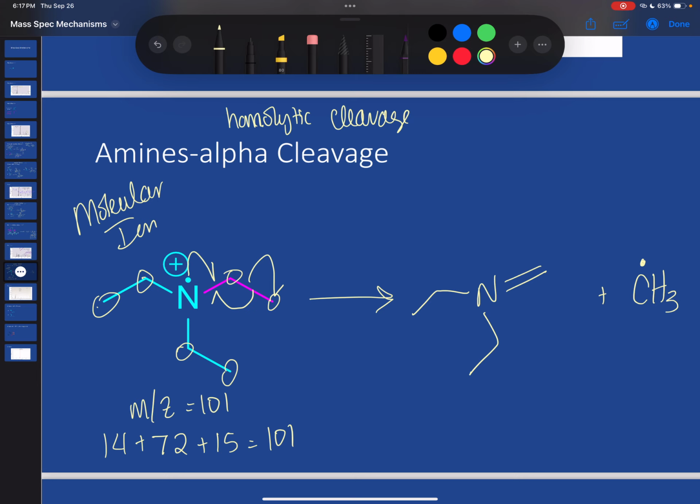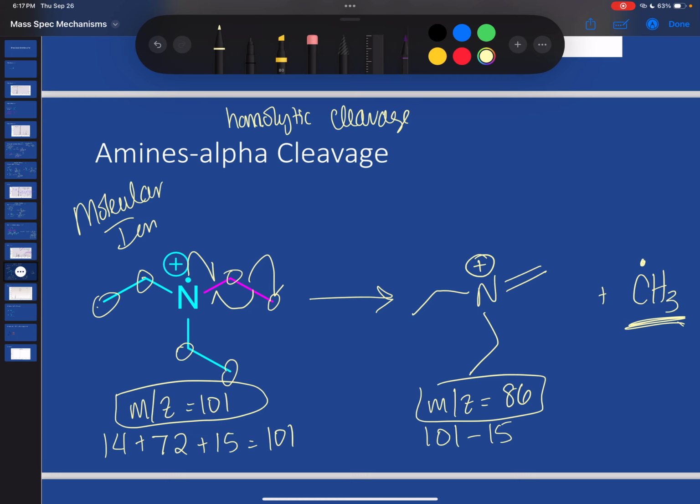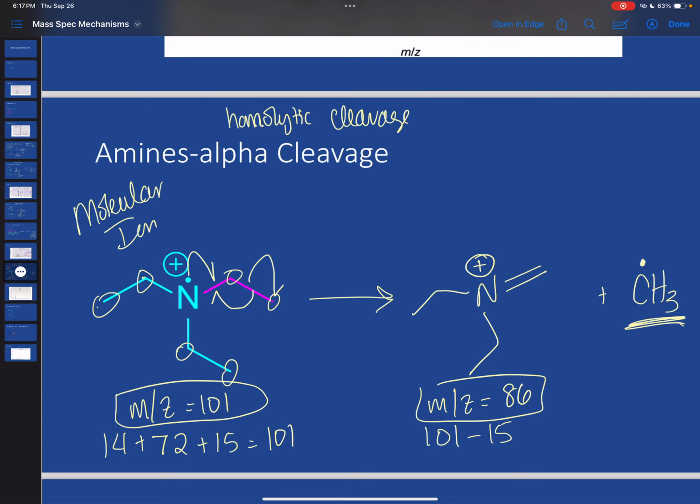Now, that nitrogen here better have a positive charge because I have 4 lines going to nitrogen. Therefore, that will be the fragment my mass spec sees. So since I lost a methyl group, I know what the mass of methyl is. So I can just say 101 minus 15 here. So I would expect this fragment to have a mass to charge ratio of 86. So these would be the 2 peaks that I would look for in this amine. So let's take a look at that.